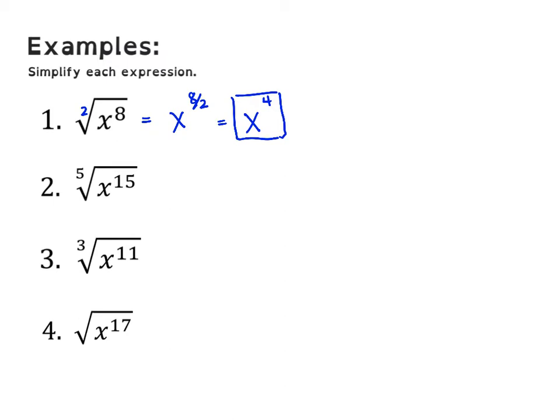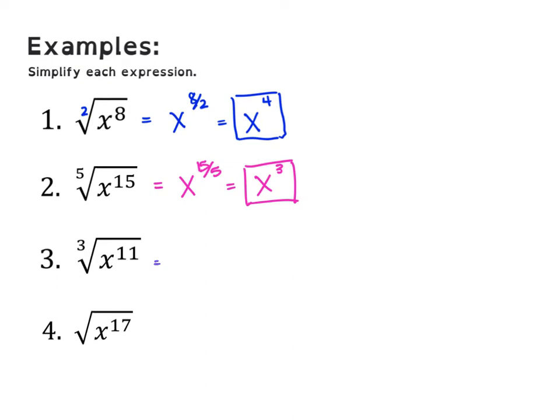In number 2, the 5th root of x to the 15th power, we're going to do something very similar. So we're going to rewrite it in rational exponent form, 15 over 5 power, but 15 is divisible by 5, so it's just x to the 3rd. Eventually we want to get used to this enough so that we could do it in our head without having to show that step.